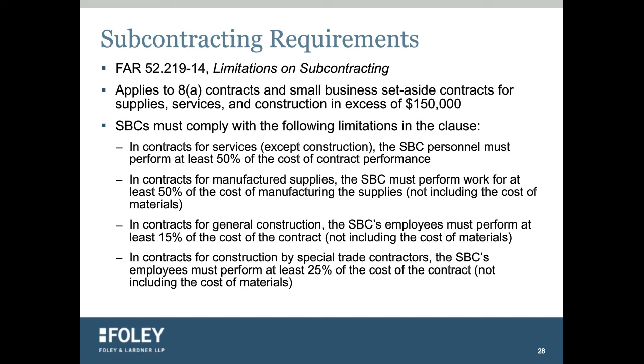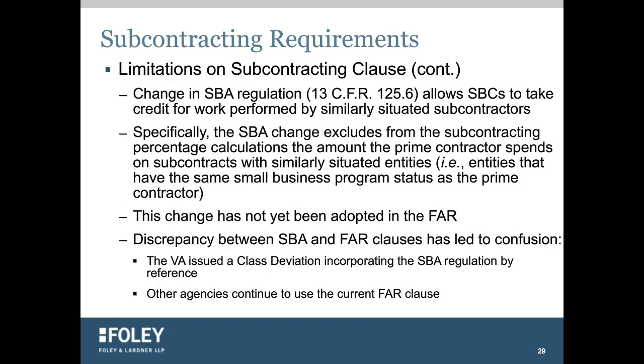There is a potential change on the horizon to the limitations on subcontracting clause. A change in SBA regulations currently allows small business concerns to take credit for work performed by similarly situated subcontractors, which are entities that have the same small business program status as the prime contractor. So under the SBA change, work performed by a similarly situated subcontractor will not count toward the subcontracting percentages under the clause. So, in other words, work performed by those subcontractors will be treated as if it was performed by the prime contractor.